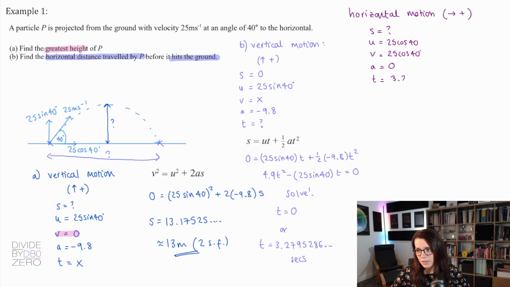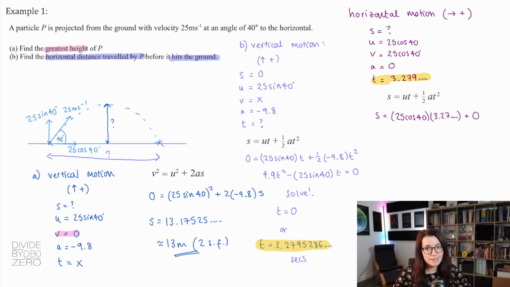So 3.279, etc. Once again, that t value comes from this calculation down here, where we found the total time of flight vertically. I'm going to use the suvat equation that does not involve v again here. I'm going to sub in my values and find s, displacement. For the half at squared bit, I'm just going to put plus 0 because a is 0, and therefore s turns out to be 62.8066 and more, so roughly 63 meters to 2 significant figures.